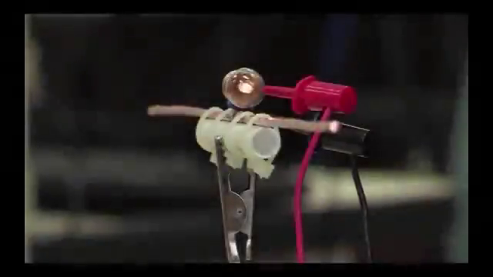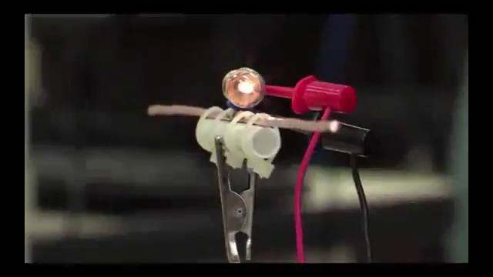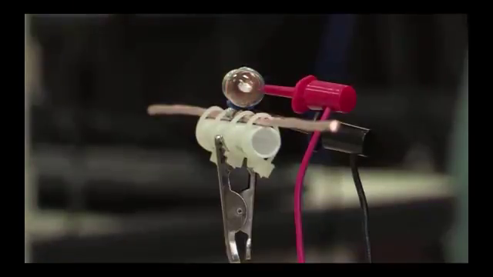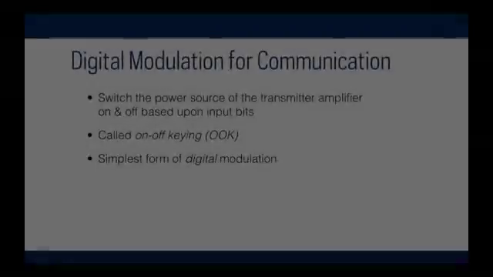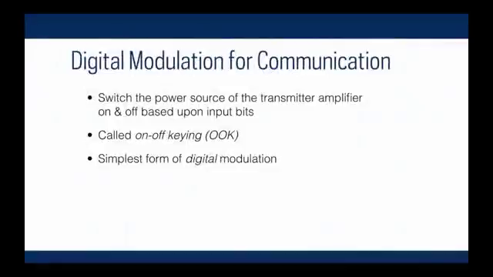Now, how can we use this simplest radio setup for communication? If we turn the power source on and off at the transmitter with a switch, we see the light go on and off in the receiver. We can define a sequence of time intervals and turn the transmitter on or off in each interval, thereby conveying one binary digit or bit of information per interval. This is perhaps the simplest form of digital modulation and is called on-off keying, or OOK.